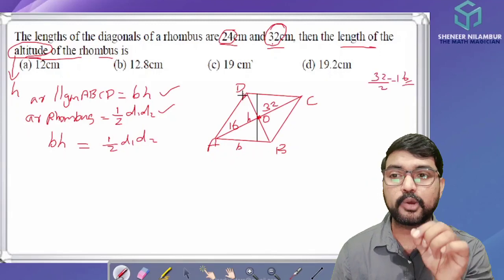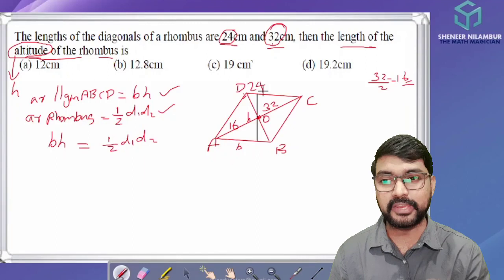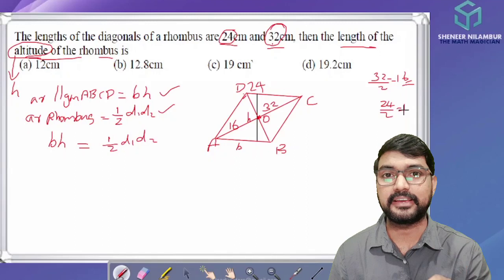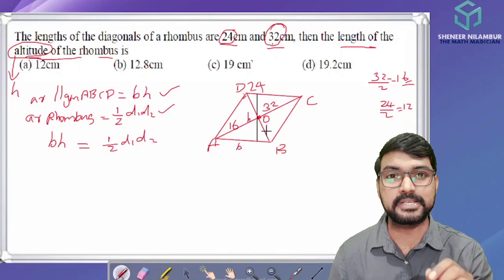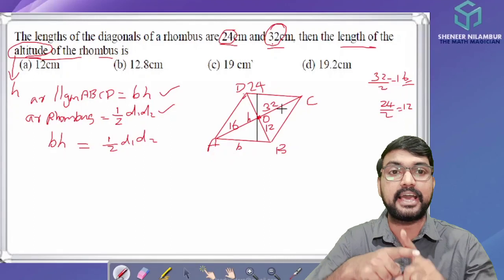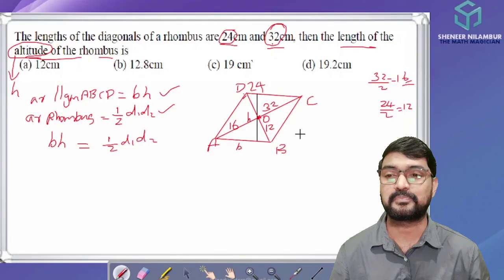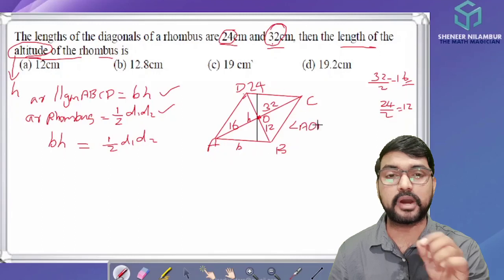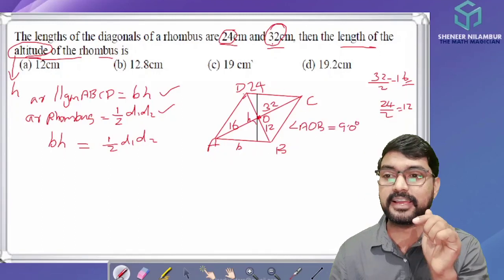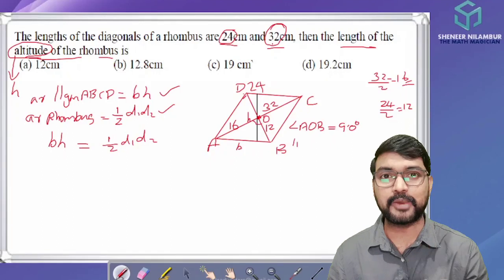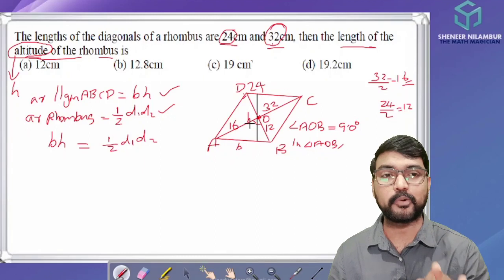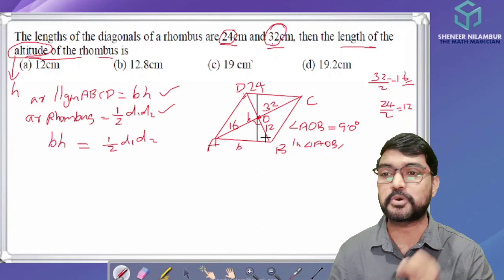So, what will be OB? OB is half, because we studied that in a rhombus the diagonals are perpendicular bisectors, which make 90 degrees, and they are divided equally. So, OB is equal to half of 24, that means 12. Now, look at this figure. What is triangle AOB? Triangle AOB is a right-angled triangle with sides OA and OB. OA is 16 and OB is 12.